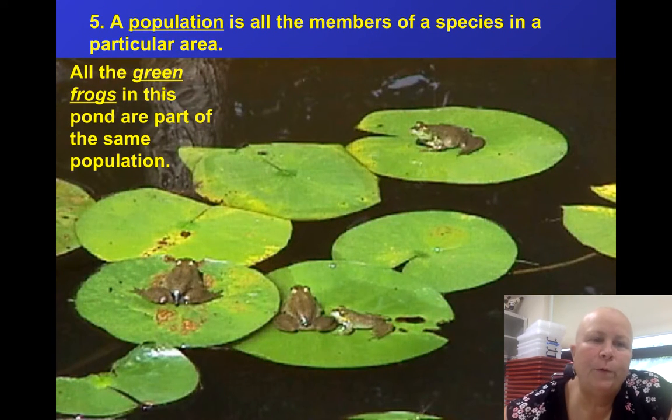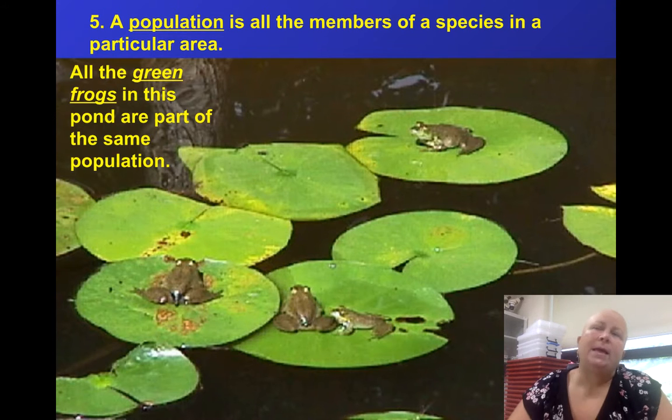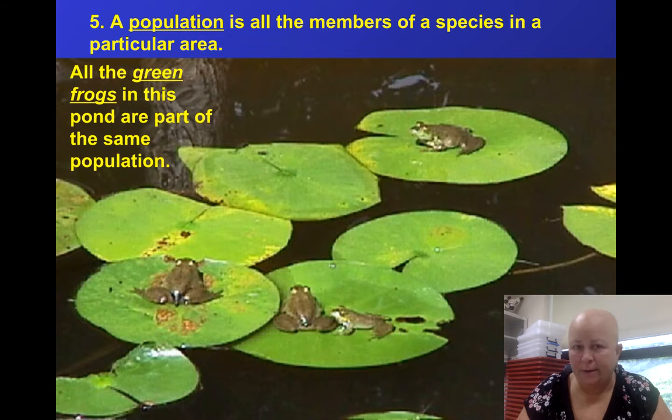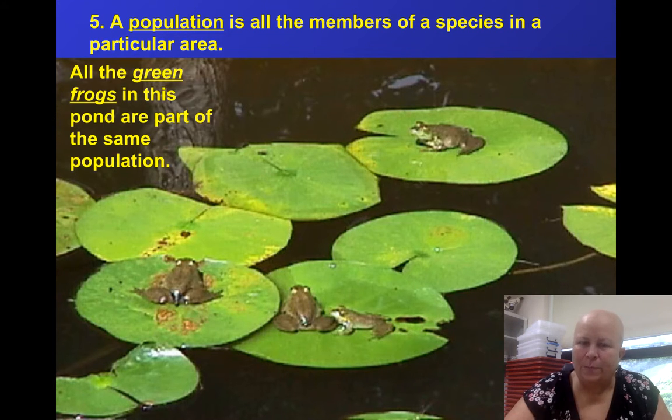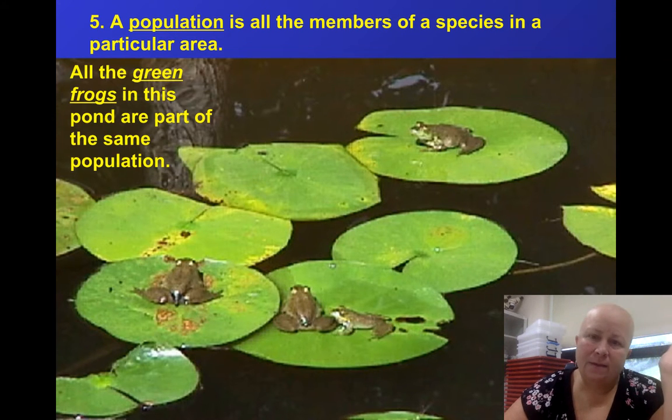Okay, the next term we want to look at is population. So population is all of the organisms of a particular species in the area, in the ecosystem. Okay, so for example, all of the green frogs in this pond are part of the same population. Now there are different types of frogs, and we'll look at an example. There's bullfrogs and there's leopard frogs. There's all kinds of frogs. So each one of those species can form a population, but you can't have green frogs and bullfrogs in the same population. They're two separate populations. Okay, so population is the next step up from species.